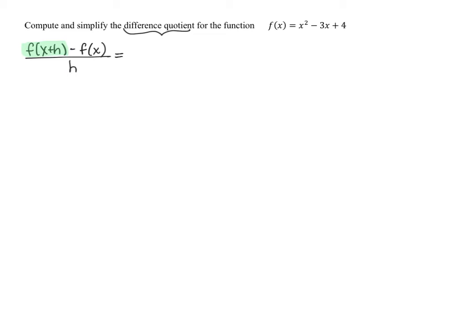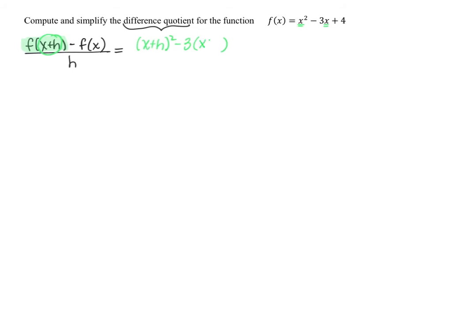So f of x plus h means we're taking the x plus h, we're inputting it into the function everywhere we have an x. So instead of x squared, it becomes x plus h, the quantity squared, minus 3 times our new input, x plus h, and then plus 4. Then we're going to subtract, and we are subtracting f of x.